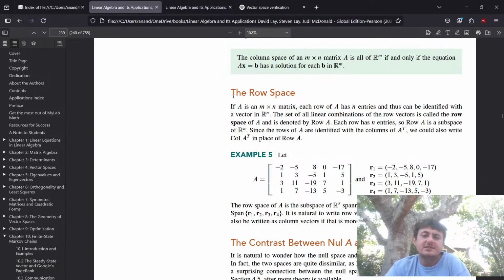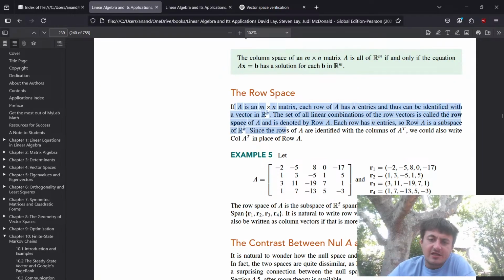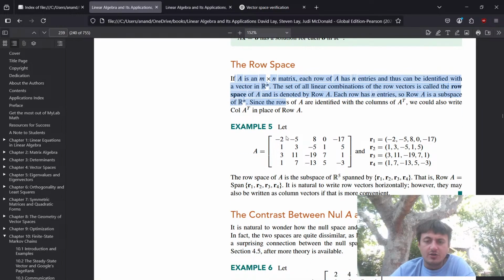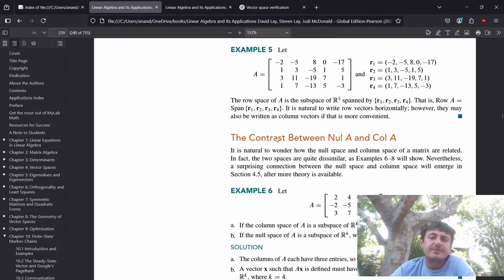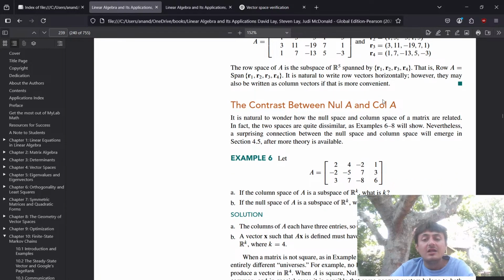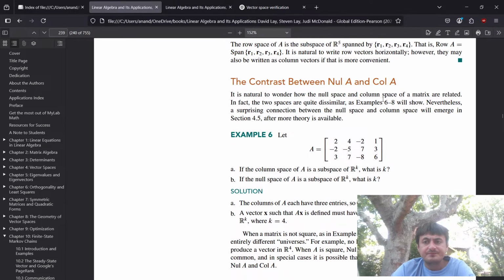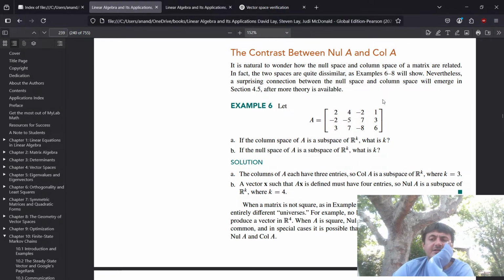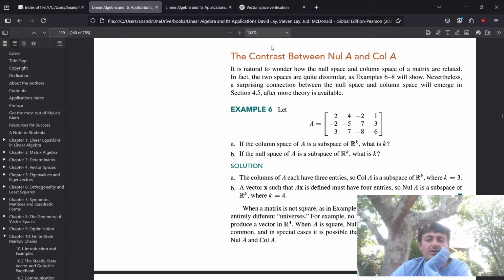Okay, row space. The row space is just like the column space, except for the rows. It's the span of the rows of A. Similarly, the span of the columns of A transpose, obviously. The contrast between the null space and the column space. All right, yeah, we'll work through this one.